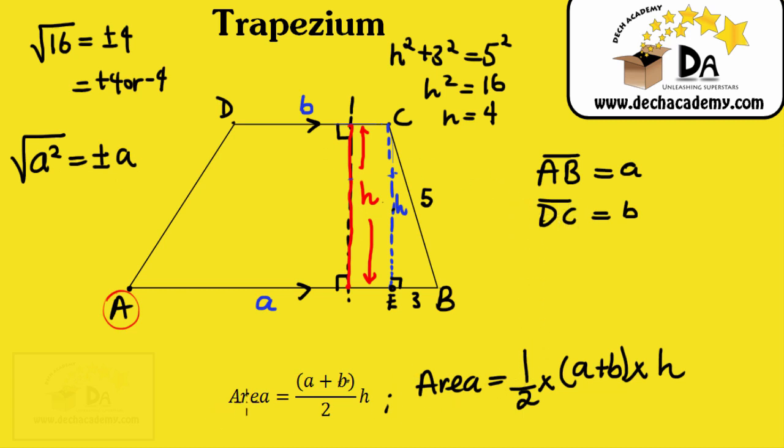So this is all you need to know. The area of a trapezium is equal to half times the sum of the parallel sides times the perpendicular height to the chosen base, which is going to be one of the parallel sides. If you're not given the perpendicular height, you might have to determine it by using this triangle I showed here.